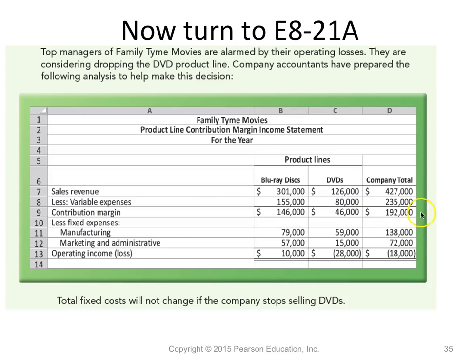So here again, the top managers of the company are alarmed by their operating losses. They're considering dropping the DVD product here. Company accountants will prepare the following analysis to help make this decision. We find that DVDs are not making good, Blu-ray is making profit, and DVD is not, and the company in total is losing $18,000 in a year.